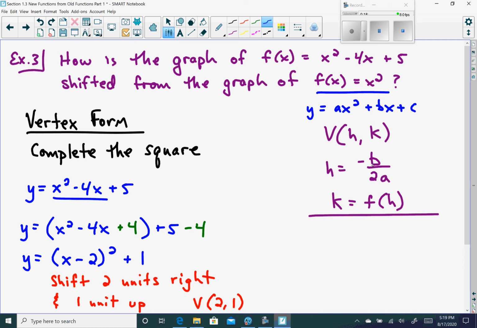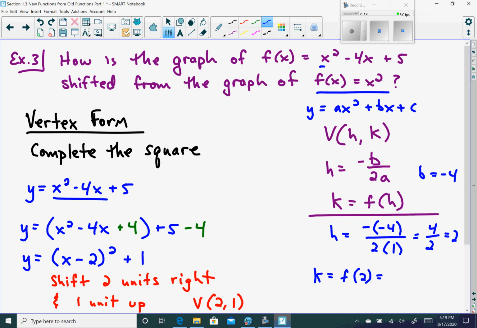So in this case, b is -4. So h is equal to the opposite of -4 over 2 times a, which is 1. So I get 4 over 2, which is 2. So k is equal to f of 2. So this will give me, looking right up here, 2 squared is 4, minus 4 times 2 is 8, and then plus 5. So k is going to equal 4 minus 8 is -4, plus 5 is 1.